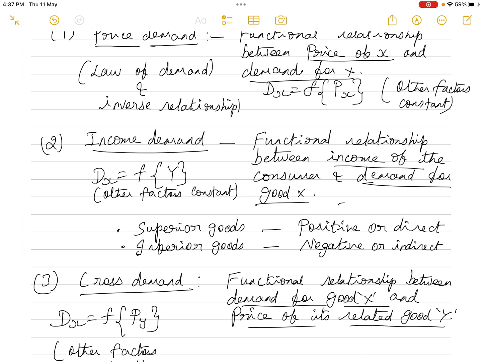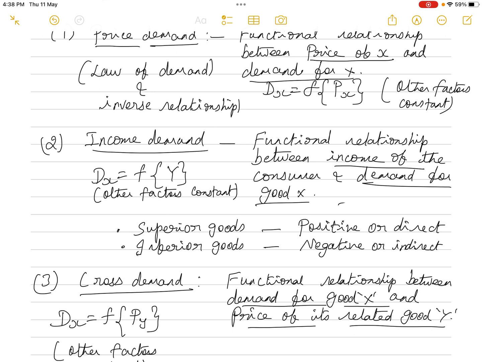So D of X is a function of Y. Y represents the income of the consumer, and all the other factors, that is the price of commodity X, the prices of related commodities, tastes and preferences, etc., all those determinants are remaining constant. Demand for commodity X is only a function of the income of the consumer, that is income demand.